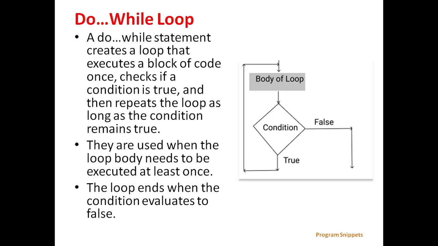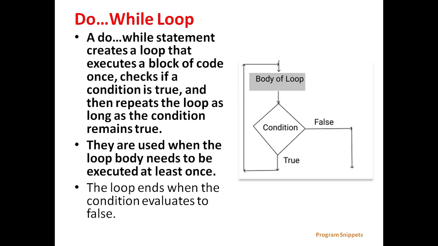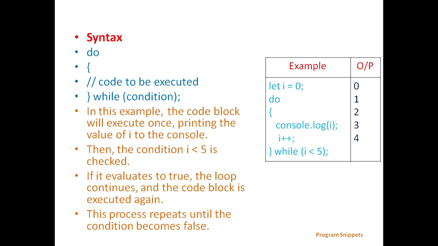Next is the do while loop. A do while statement creates a loop that executes a block of code once. It checks if a condition is true and then repeats the loop as long as the condition remains true. They are used when the loop body needs to be executed at least once. The loop ends when the condition evaluates to false. Here first the loop body is executed and then the condition is checked. If the condition is true, again the body of the loop is executed, and if the condition is false, it will exit from the loop. General syntax is do, then code, and then while condition.